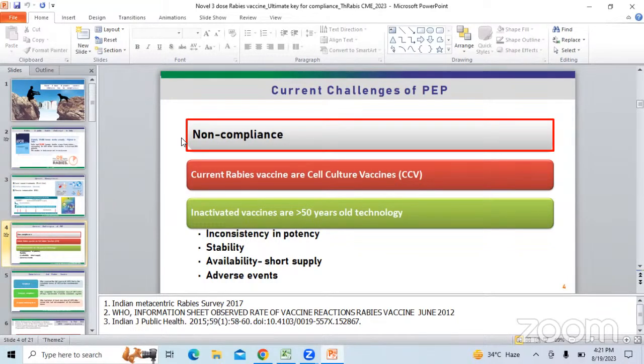Okay. The current challenges of post-exposure prophylaxis: the most important limitation of the older vaccine is non-compliance. Second, the current rabies vaccines are cell-cultured vaccines. Next, the inactivated vaccines are greater than 50 years old technology, so they are inconsistent in potency, stability, availability, and adverse effects.